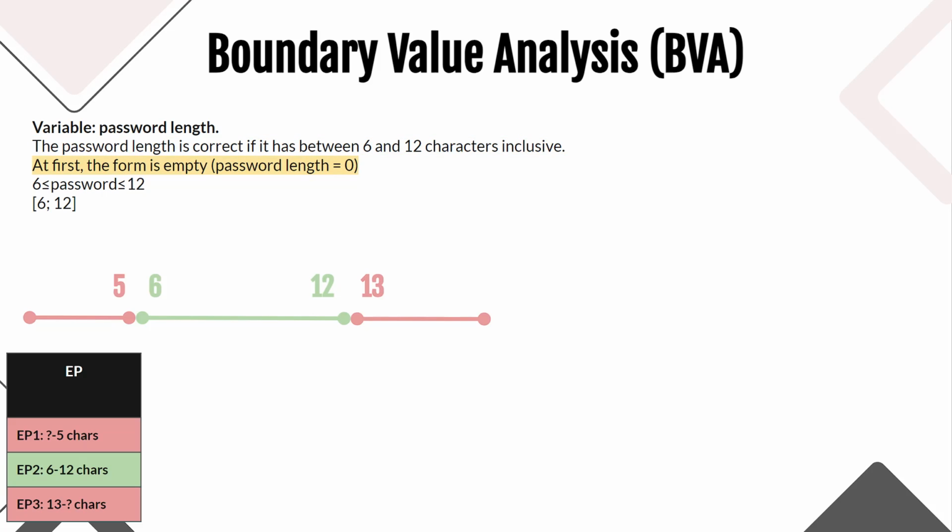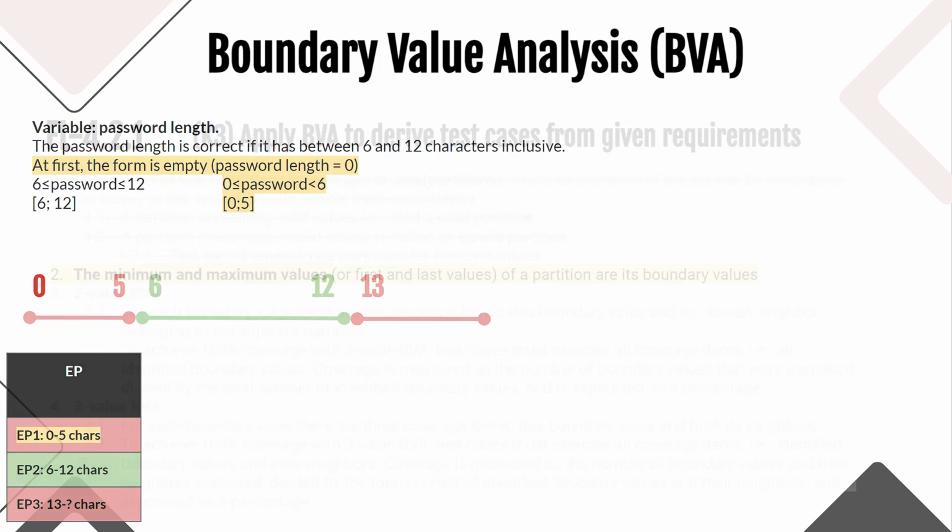At first, the form is empty, password length equals 0. Based on it, we know that 0 is the minimum value of the first invalid partition. But this raises the question of whether we need to define another invalid equivalence partition where the value is less than 0. We'll get back to that in a minute. So, the equivalence partitions are defined.